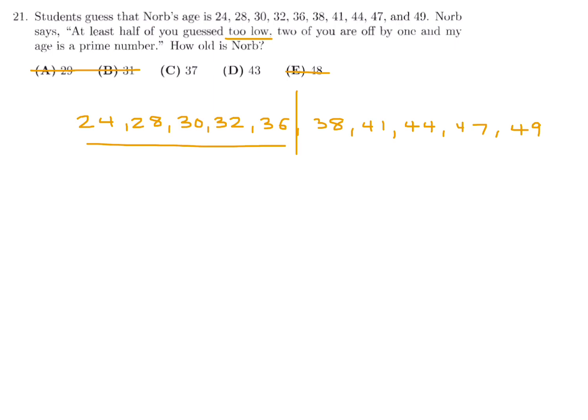And then he says that 2 of you are off by 1. Well, if his age was 43, this person was off by 1, but this person is off by 2. So the only choice is 37. If his age is 37, this person was indeed off by 1, and this person was off by 1. So 37 is the only age that matches everything in the question. So number 21, the answer is C.